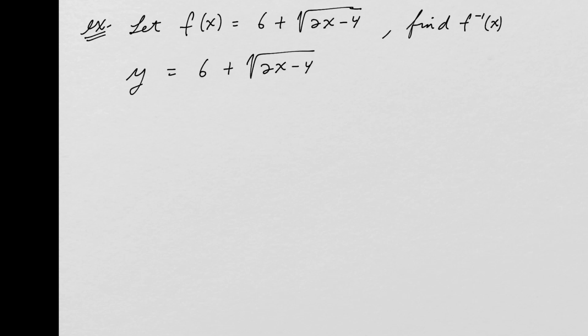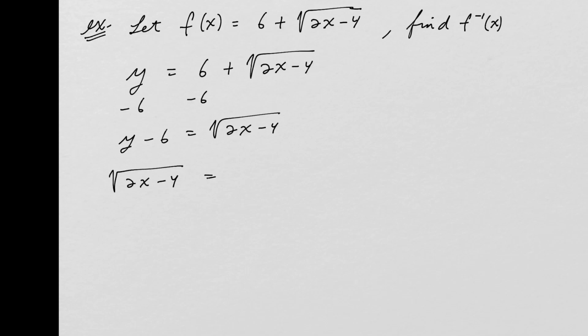And then I want to solve this for x, right? So I need to, let me bring the 6 over to the left-hand side. So I need to subtract it from both sides. So I have y minus 6 is equal to the square root of 2x minus 4. And I'll put the square root on the left-hand side. And now how do I undo the square root? I need to square both sides.